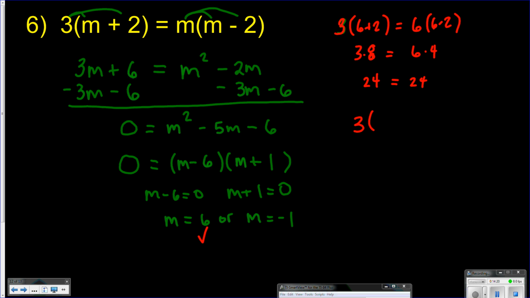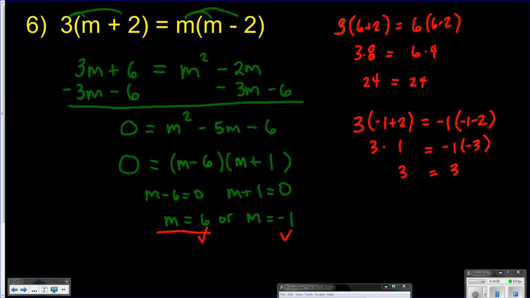3 times negative 1 plus 2 equals negative 1 times negative 1 minus 2. Negative 1 plus 2 is 1. So we have 3 times 1, which is 3. Negative 1 times negative 3, when you multiply two negatives, it also gives you a positive. It's going to give us 3. So there you go. Answers are m equals 6 or m equals negative 1.